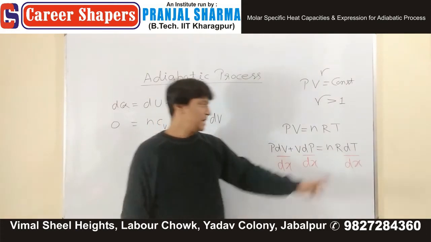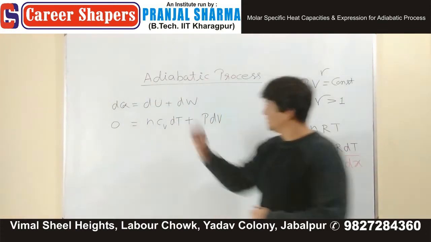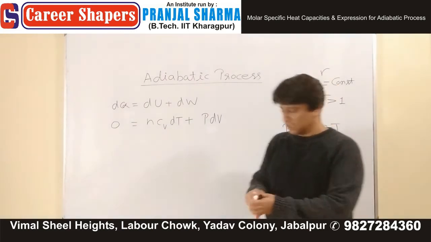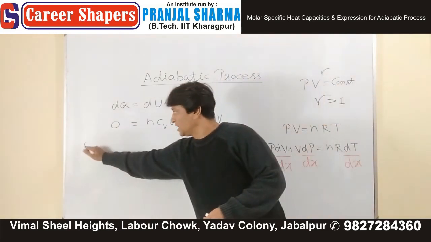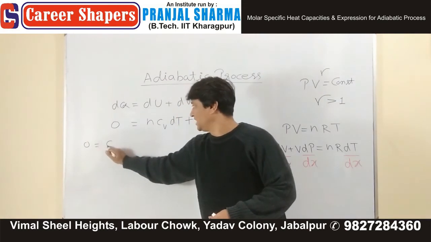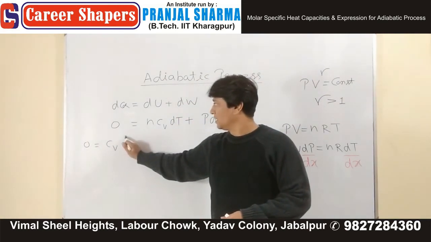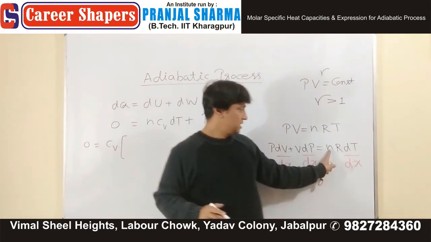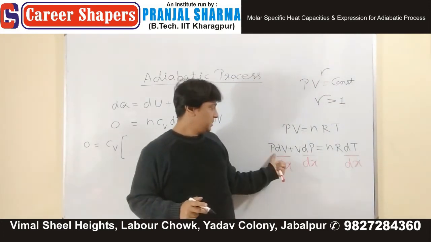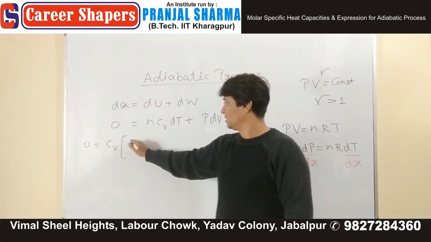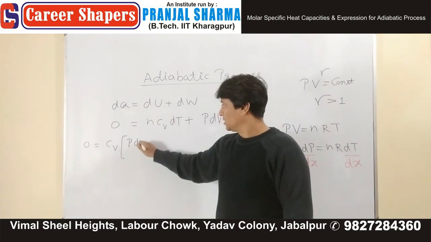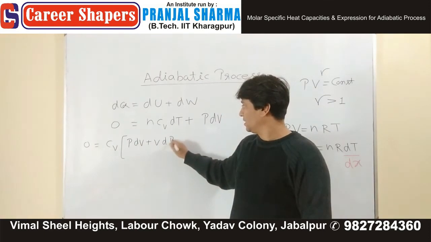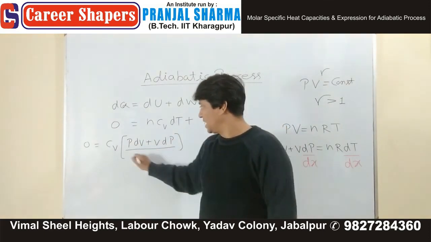And why do we need nR dT? Because this is n dT. इसके पास चलते हैं अब. dQ is 0, Cv n dT. What is n dT? n dT is P dV plus V dP, whole divided by R.